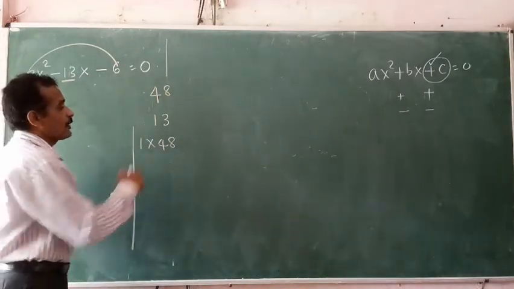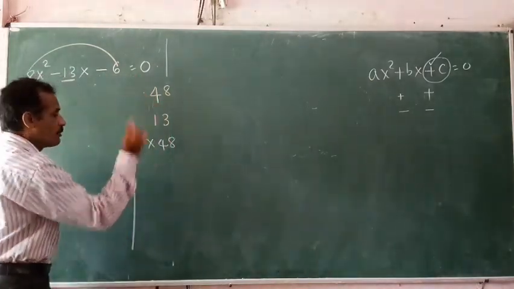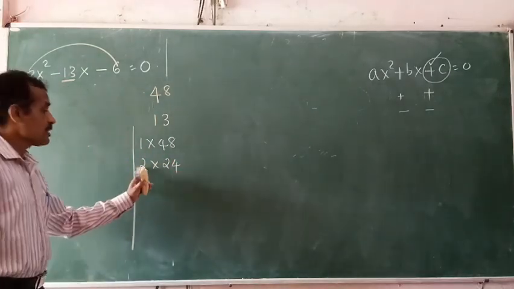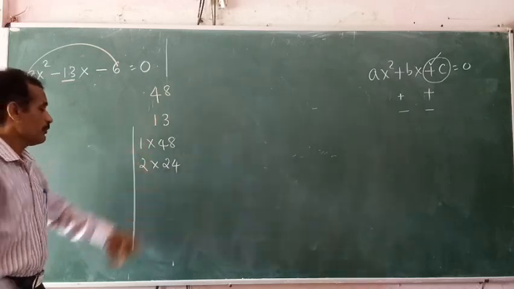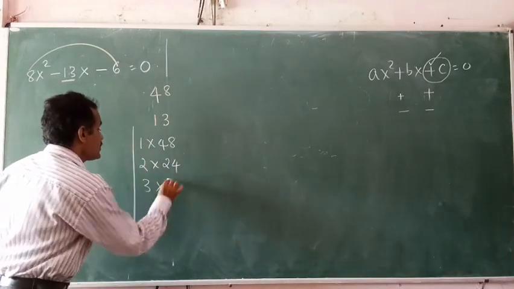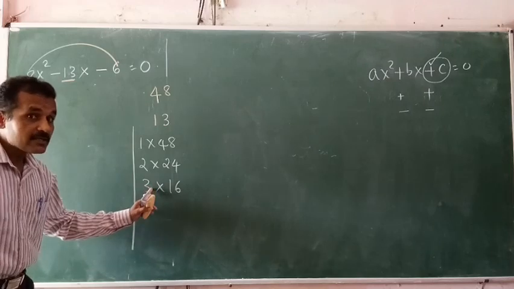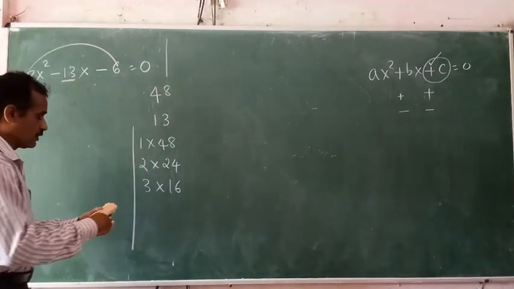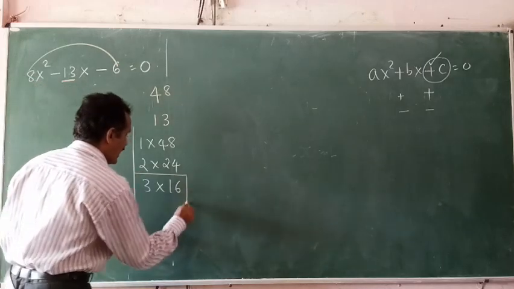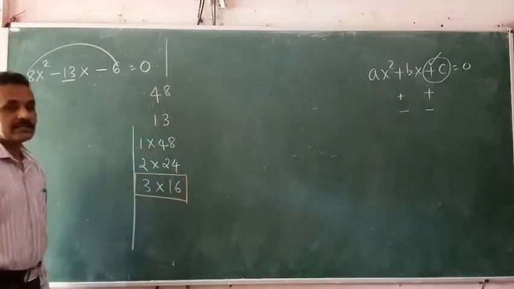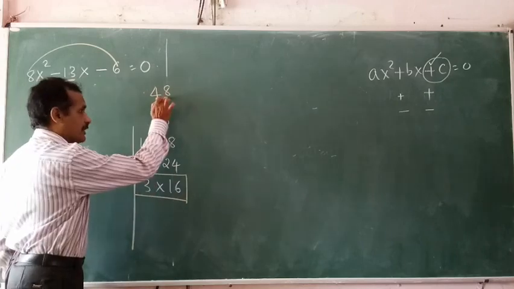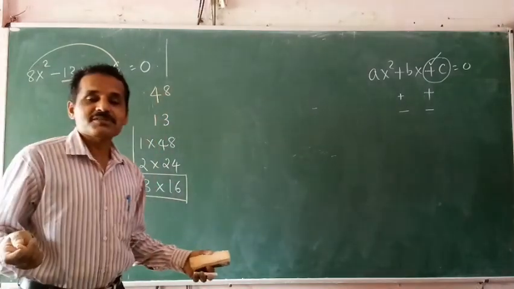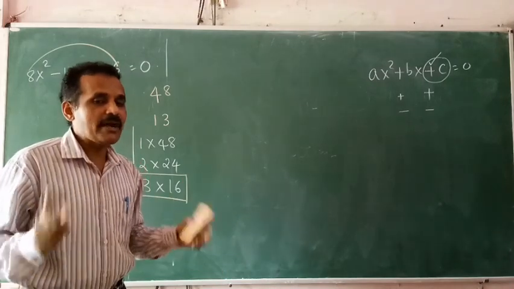48 minus 1, answer is 47, but I want 13. No. 2 24s are 48. Don't add, subtract. Then it will be 22. No. 3 16s are 48. Don't add, subtract. 16 minus 3, answer is 13. So the middle terms are 3 and 16. See, 16 3s are 48. Subtract, you are getting 30. Now the question comes, one plus and one minus.